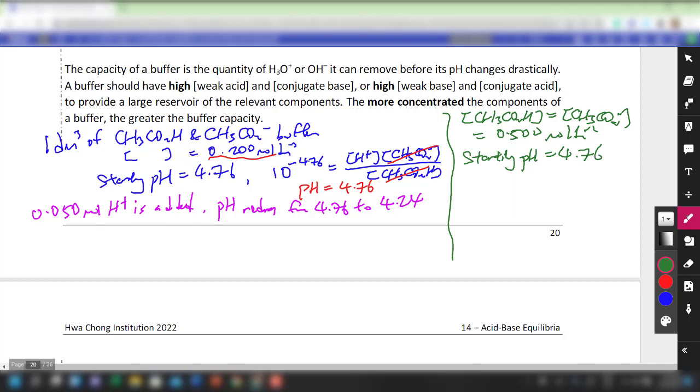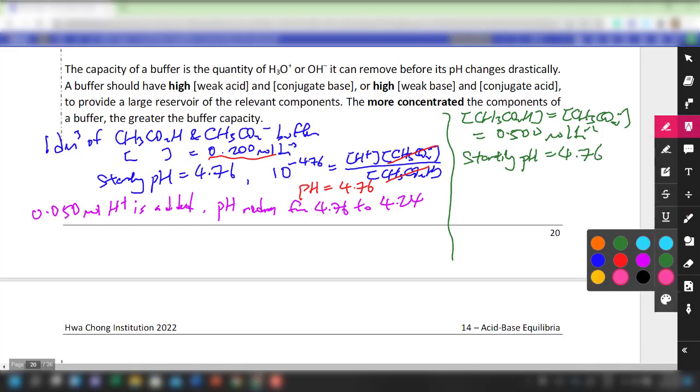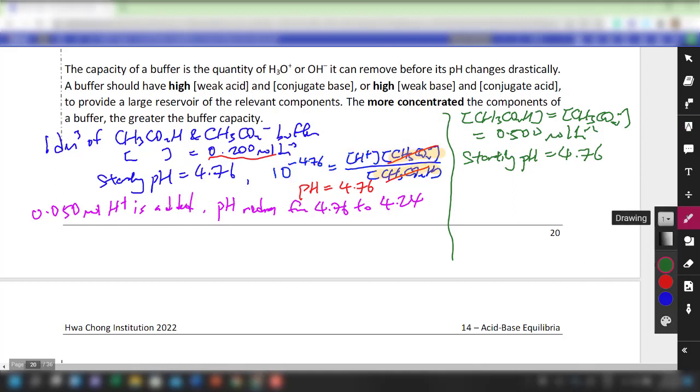Because it will still satisfy this particular scenario where the concentration of ethanoate and ethanoic acid is the same, so they will cancel out. So the starting pH remains the same. But we'll try with the same number of moles of H plus added, which is 0.050. So I'm going to work using this equation instead of the Henderson-Hasselbalch equation, just to impress upon you that you don't really need to memorize any equation in order to work through the problems.